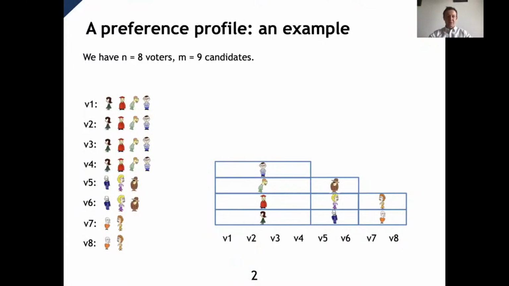Let's look at this preference profile with 8 voters and 9 candidates, and I will represent these kind of preference profiles also through these box diagrams. In these box diagrams, the candidates will be represented by boxes, and the idea is that the candidate is approved by all those voters that are below the box that corresponds to the given candidate.